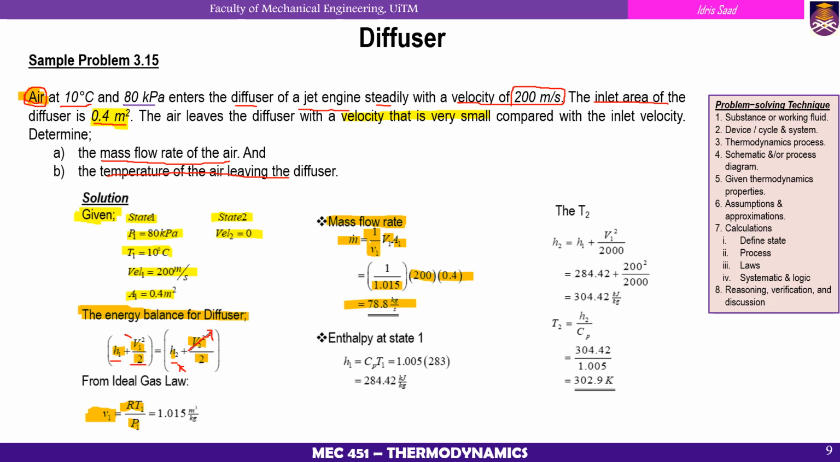So that is the first answer for the mass flow rate of the air. Okay, the second one. In order to determine the temperature of the air, how are we going to determine it? Basically, we have to understand that for the ideal gas, enthalpy is equal to CpT. Therefore, we can determine the temperature if we know the value of the enthalpy.